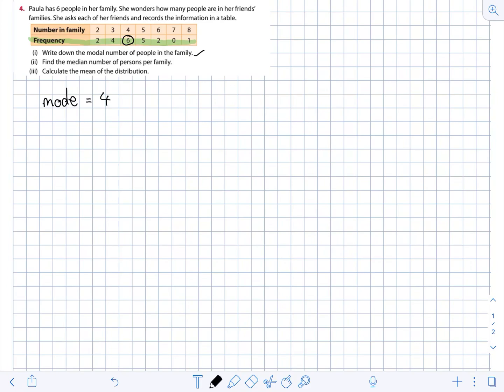You were then asked to find the median number of persons per family. Okay, so we need to work out how many families there were. So there was 2 in here. There's 4 in there. There's 6 in there. There's 5 in there. There's 2 in there. And there's 1 in there. And that's going to be equal to 12 plus 6 is 18 plus 2, so there's 20 families.